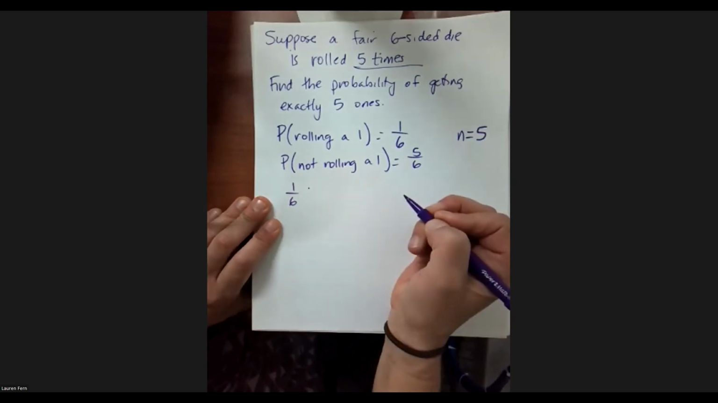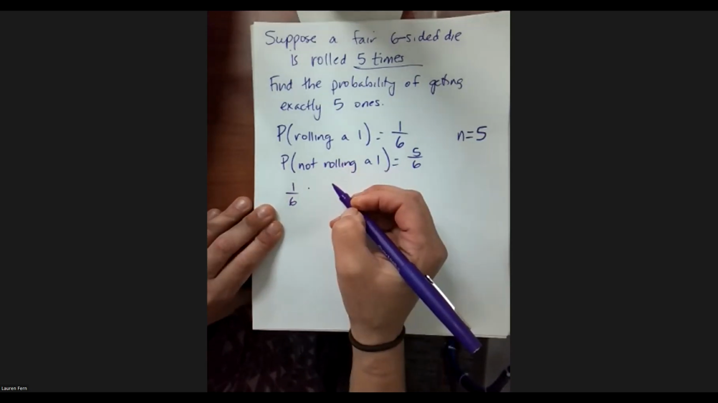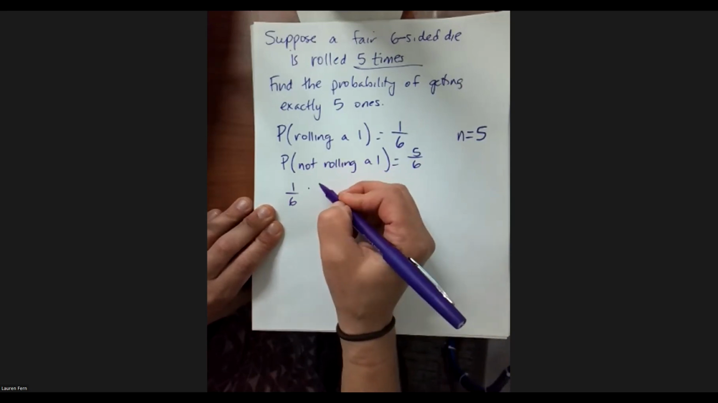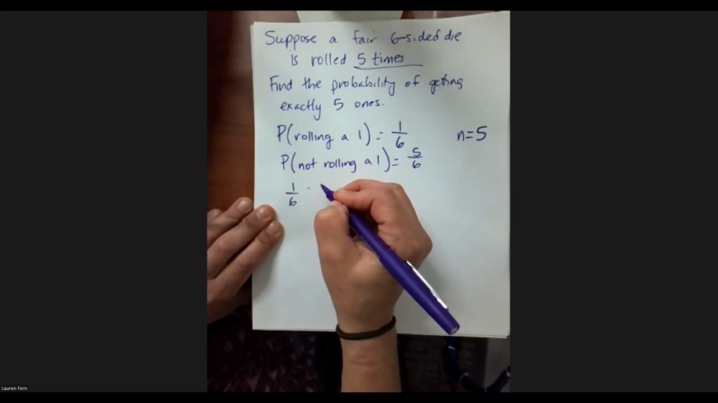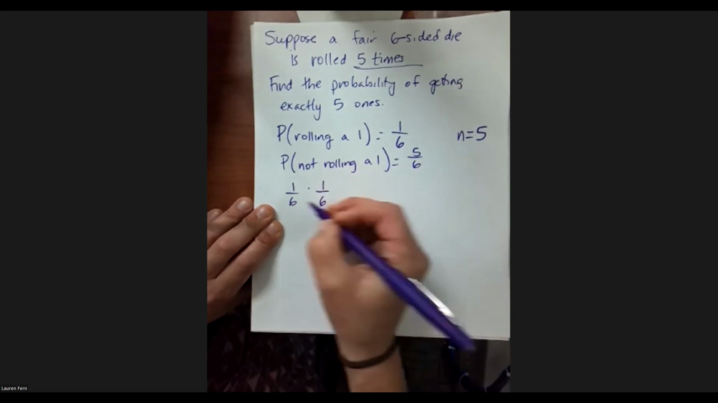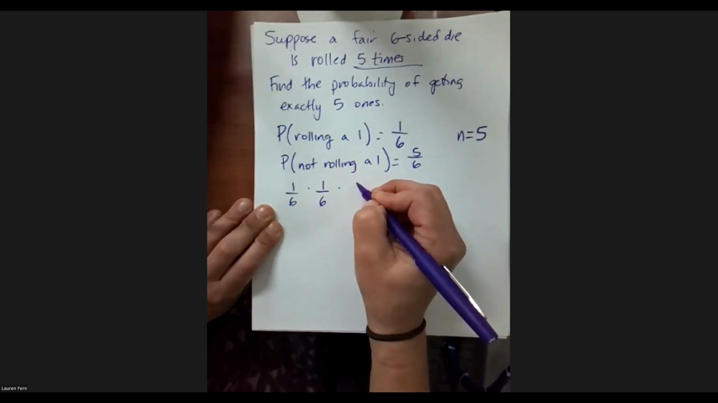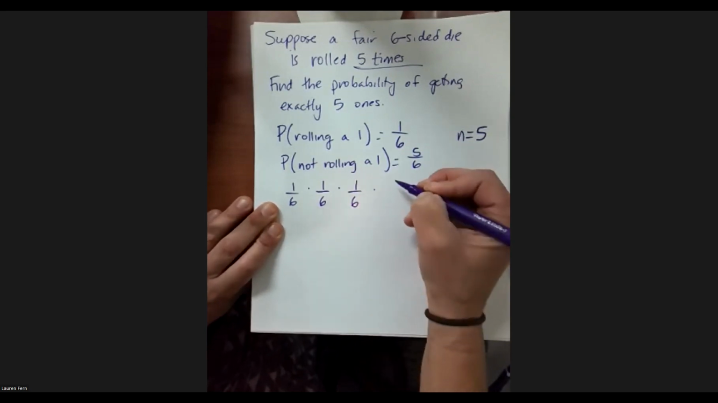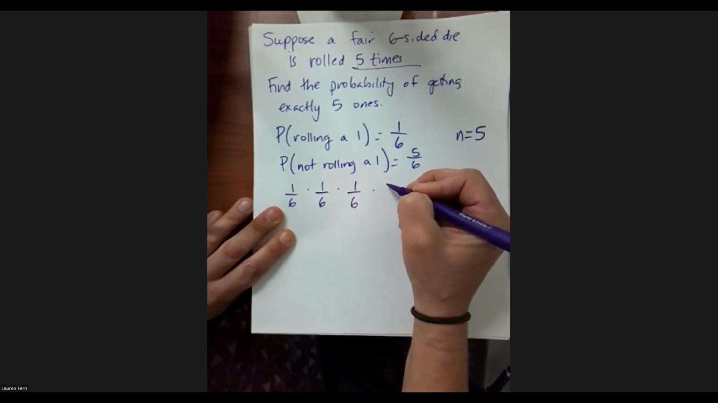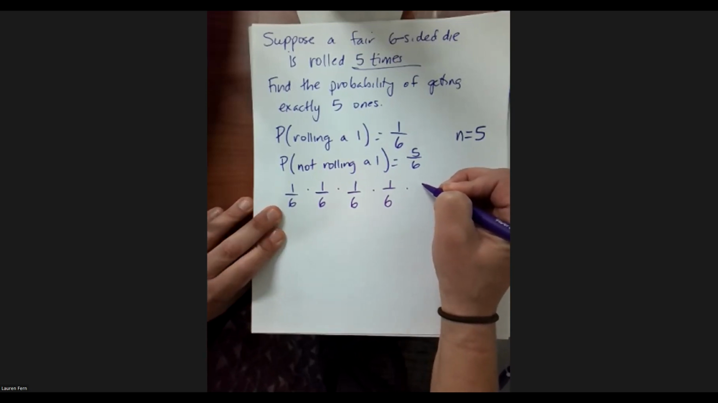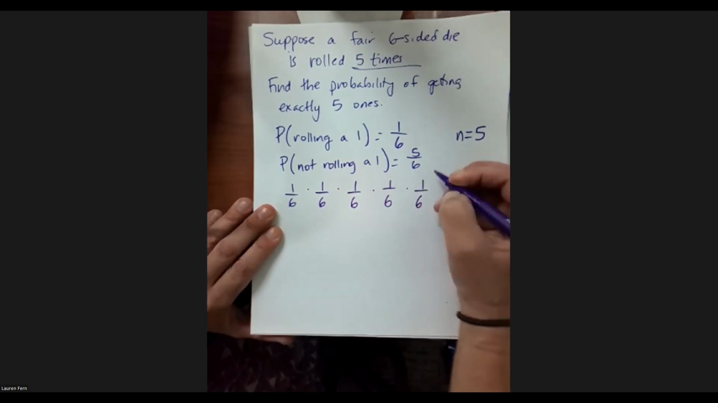1/6. How about my next roll? 1/7, my friends. What's the probability of rolling a one on my second roll? 1/6, right? The probabilities don't change. How about on my third roll? 1/6, right on. You're loosening up now. How about my fourth roll? Awesome. And million-dollar question. 1/6.